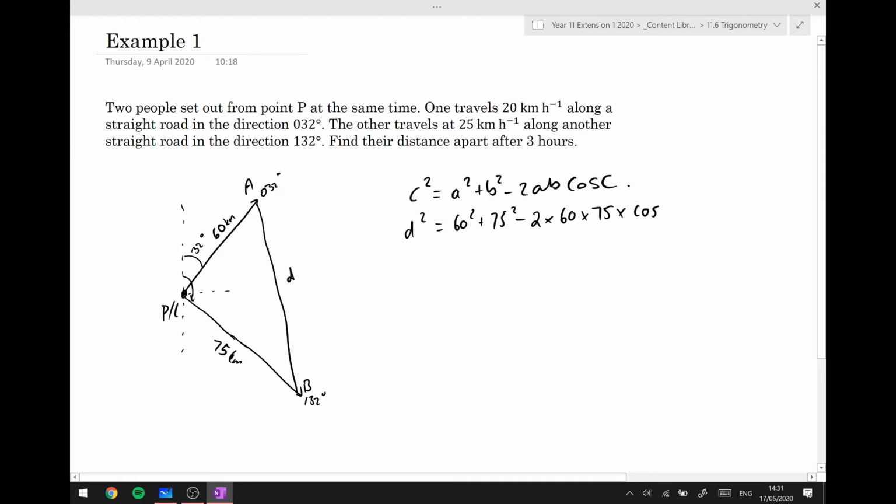So to find our angle, so this angle in here, we know from our northern direction to the first person is 32. We know from our northern direction all the way around is 132. So the difference between the two is what we've got left over. 132 minus 32 leaves us with 100 degrees. So cos of 100. So D is then just equal to the square root of that.